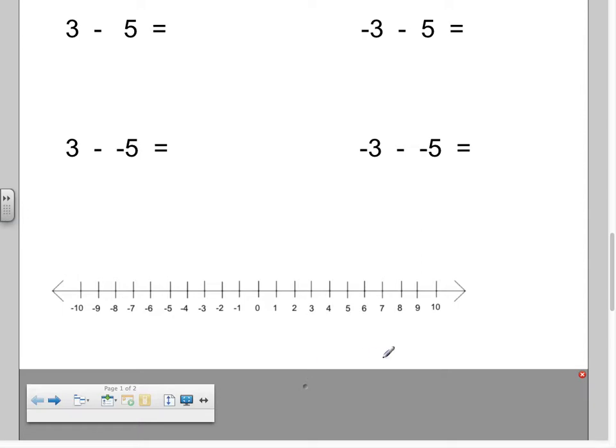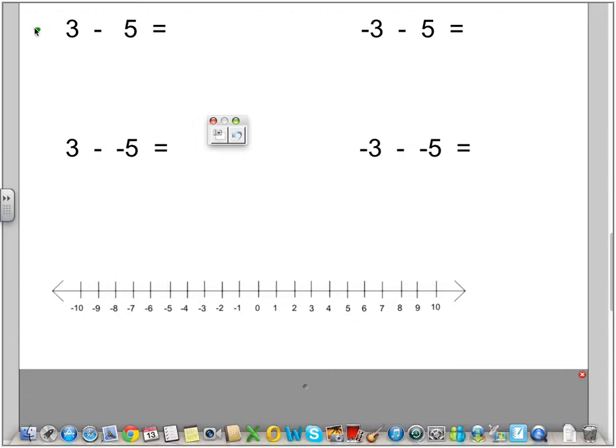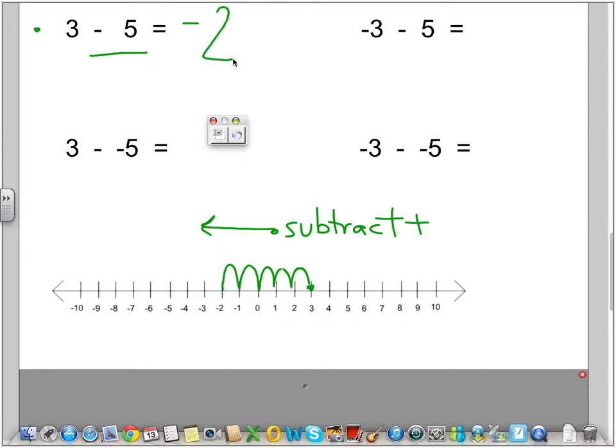So I'll start with the first one, and I'll do the first one in green. 3 minus 5. I start on the number line at 3, and I'm going to subtract 5, which means when I subtract a positive, notice I'm subtracting a positive, I'm going to move to the left, 5. 1, 2, 3, 4, 5. So this way, subtract a positive number, and I get my answer is negative 2. Okay. Notice that subtracting a positive was the same as adding a negative. So keep that in mind. We'll bring that all together at the end.